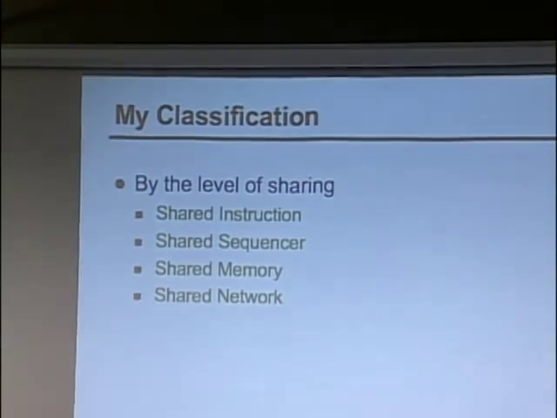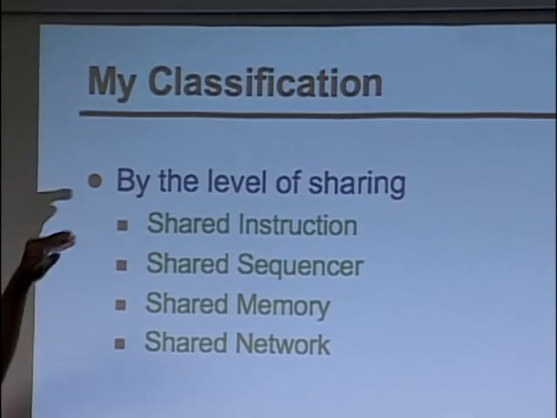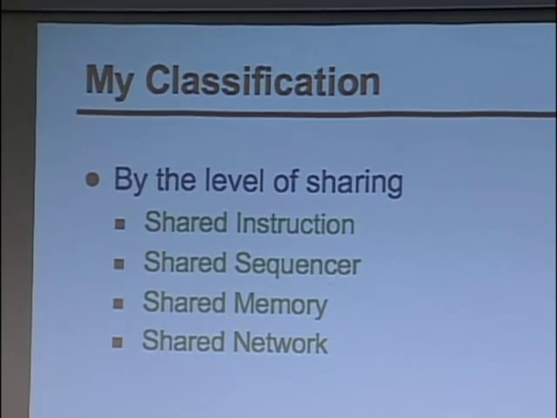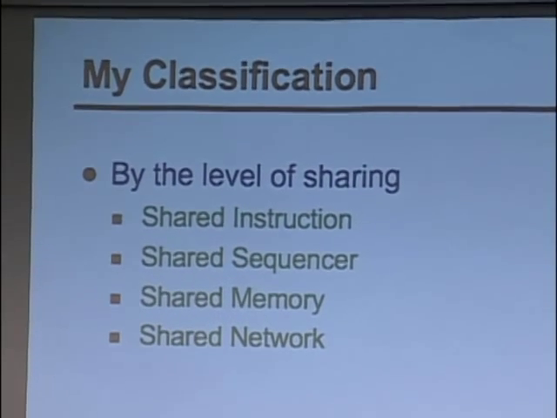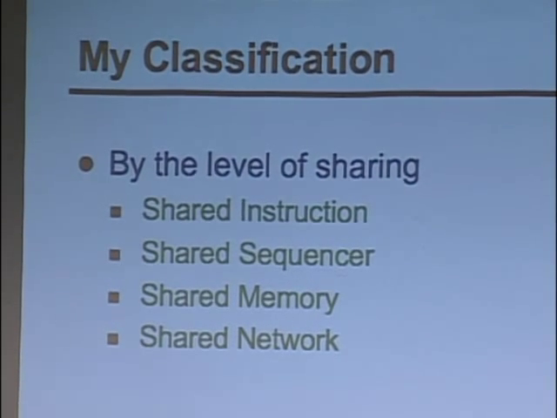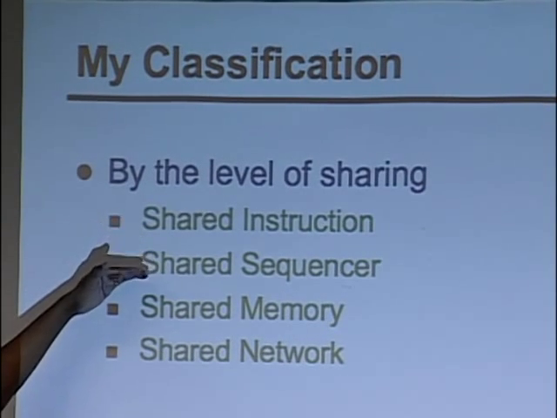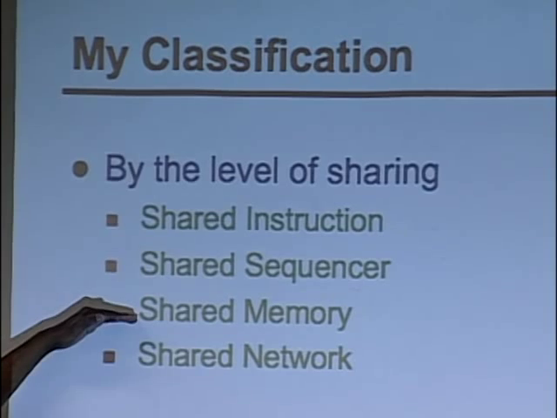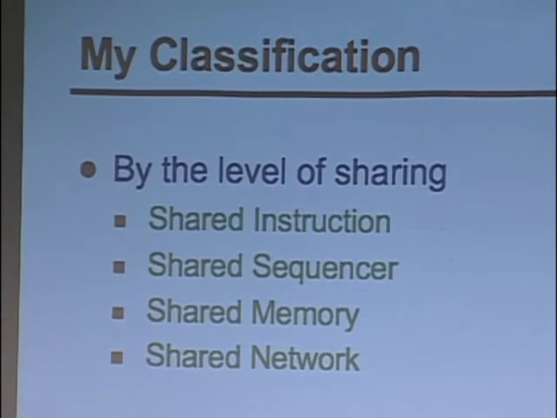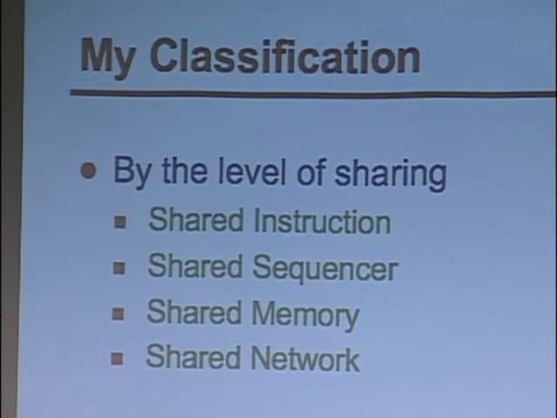So I was thinking, how should I do this? I came up with a new way of classifying. My classification is, what's the last thing you are sharing? Because when you are running something on a single machine, something has to be shared, and some things have to be separate. So are you sharing instructions? Are you sharing the sequencer? Are you sharing the memory? Are you sharing the network? This fits many things nicely into this model. So let's go through this model and see the different things in here.